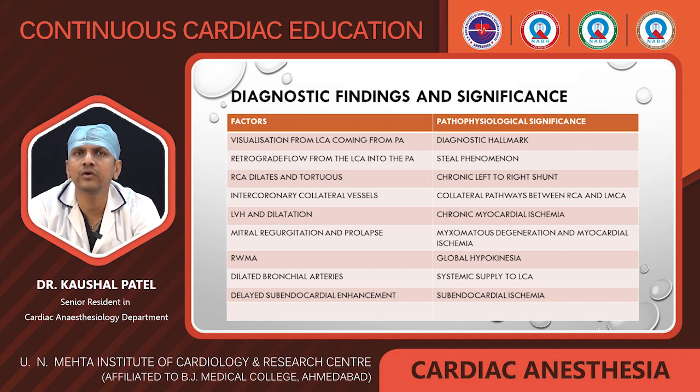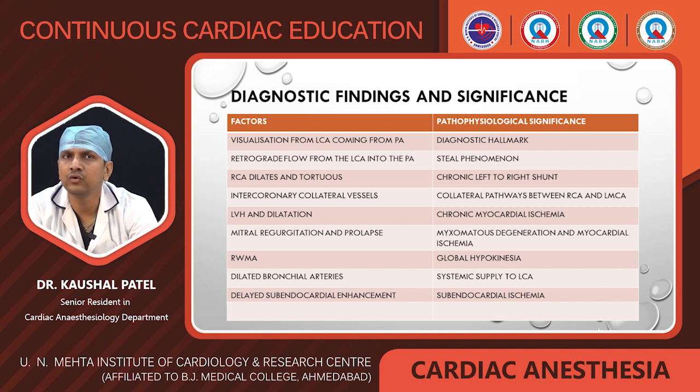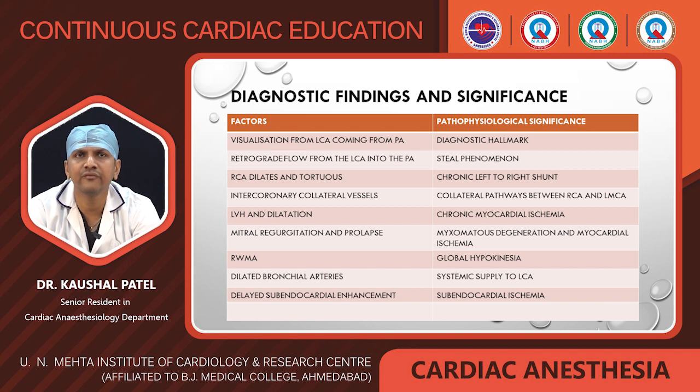Now second is the intercoronary collateral vessels. Intercoronary collateral vessels give thought about the collateral pathway between the RCA and the LMCA, and if the number of collaterals is good, the patient may present with symptoms in the second decade of his or her life. Left ventricular hypertrophy and dilatation can give an idea about chronic myocardial ischemia. Mitral regurgitation and prolapse can give an idea about myxomatous degeneration in myocardial ischemia. Regional wall motion abnormality can give an idea about global hypokinesia.